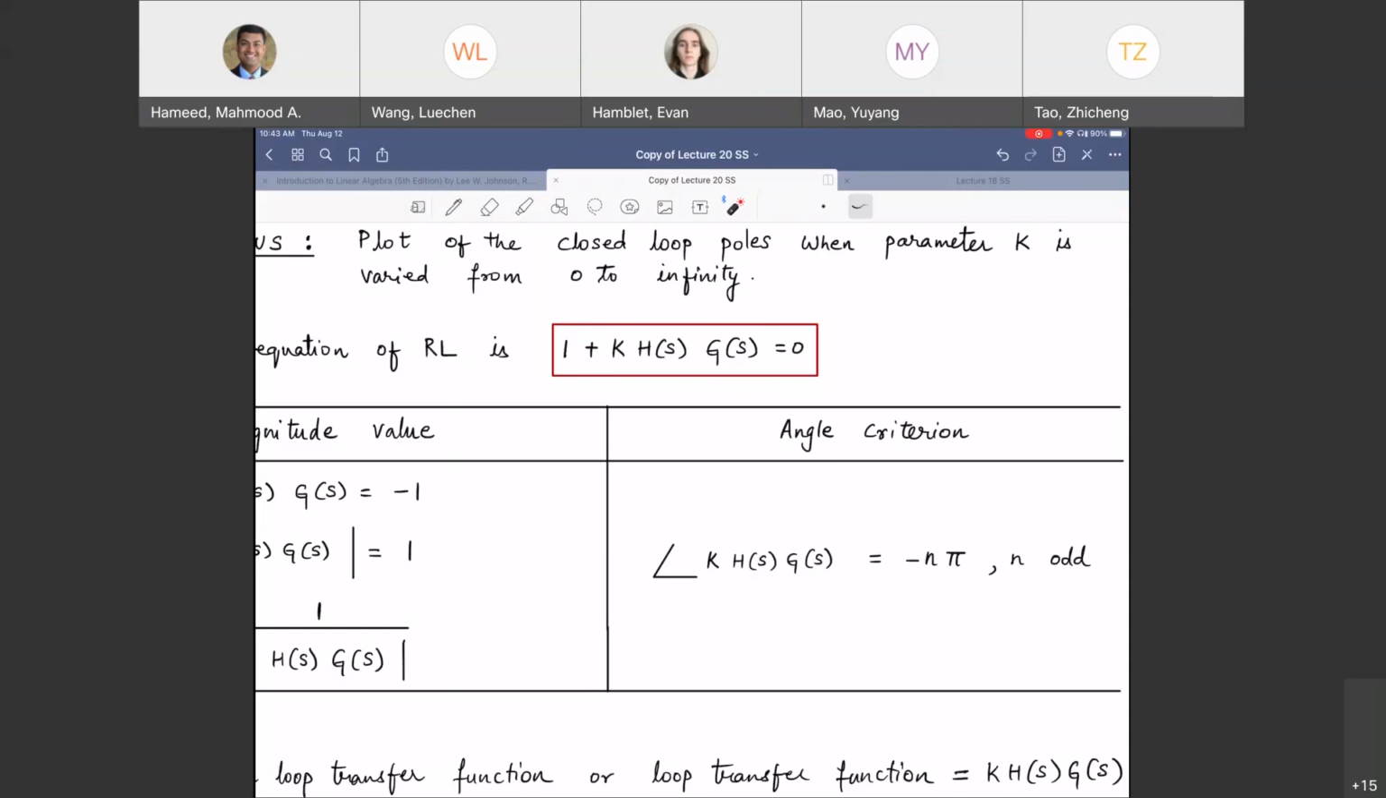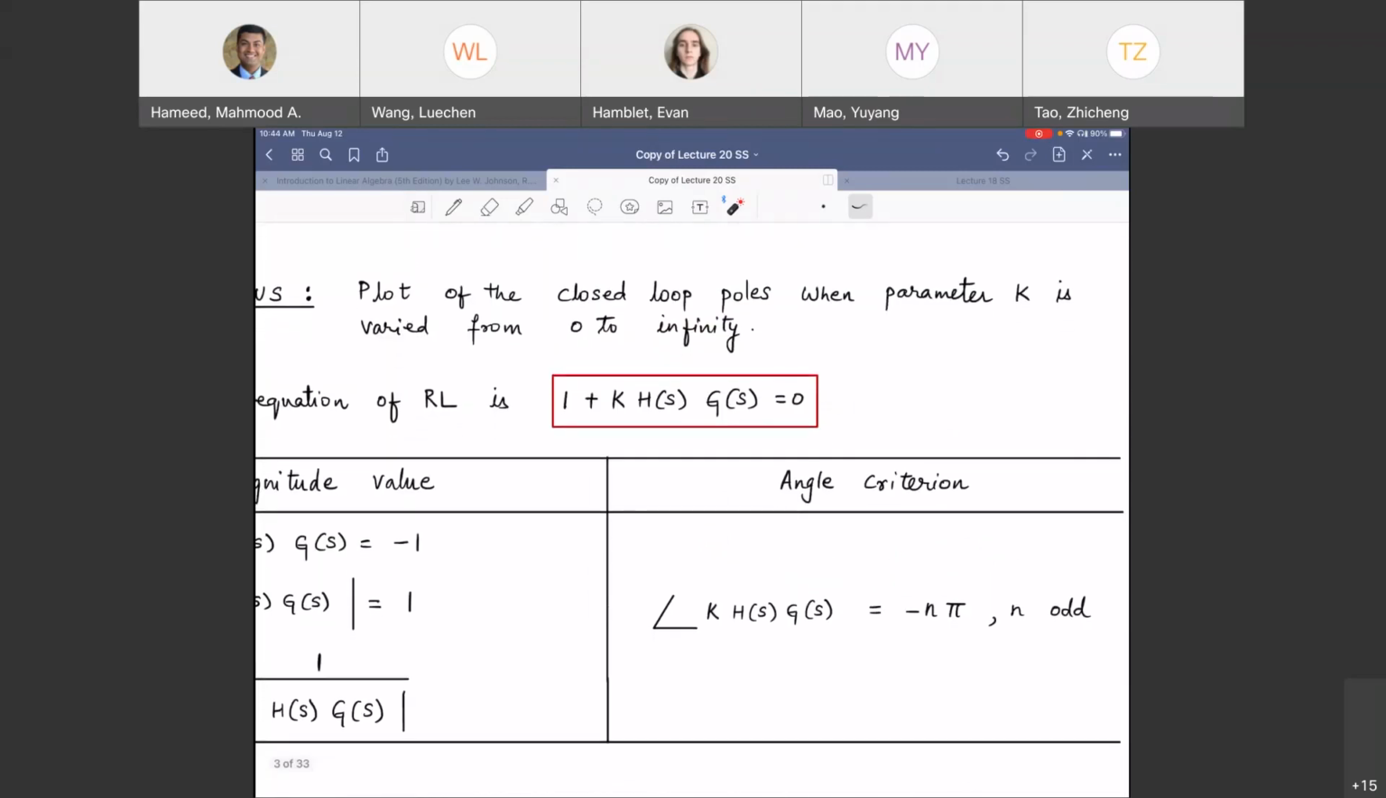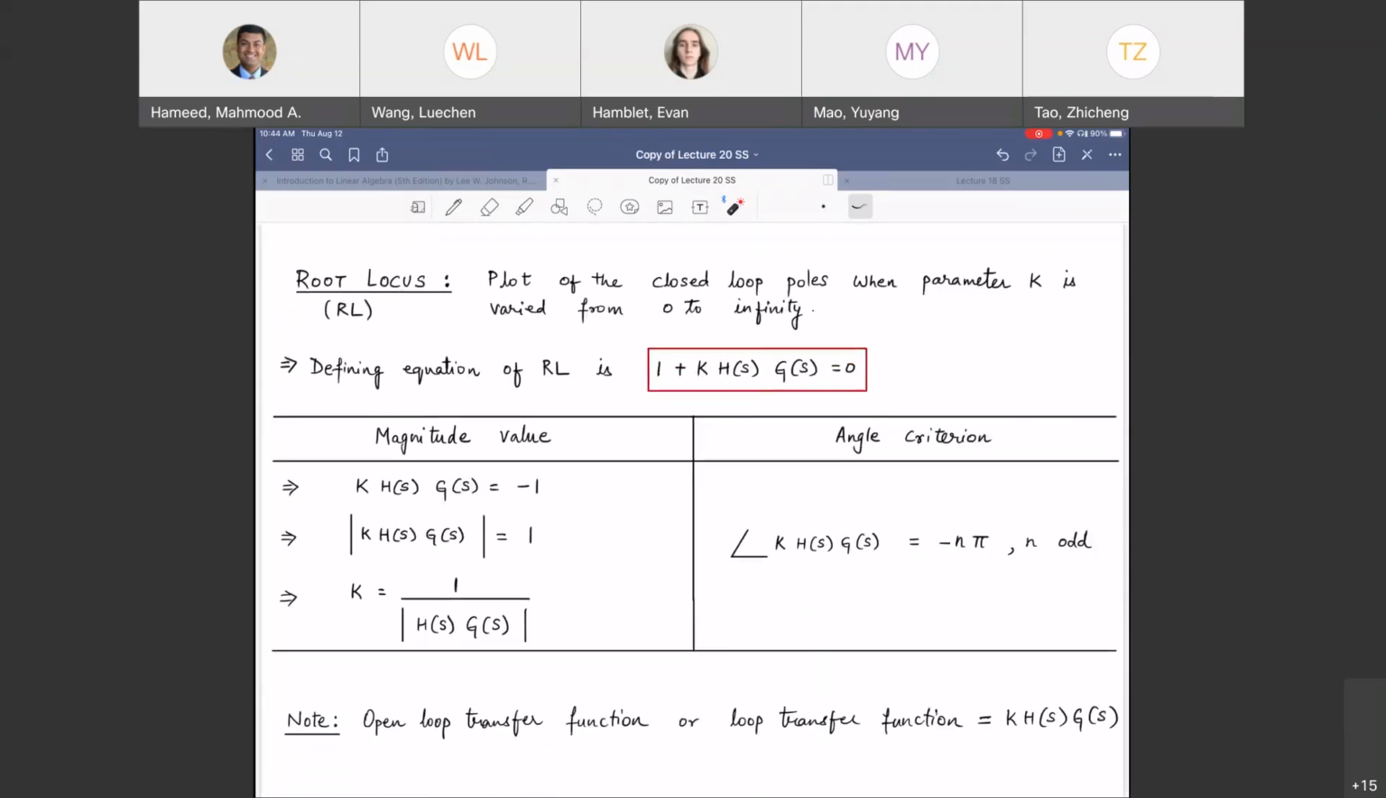You're landing at -1. So the angle criteria says for a value of K multiplied by H of s, which is your system dynamics, the forward path, and G of s, which is your feedback path, when you multiply, find the phase of that. If that phase is a negative odd multiple or odd multiple of pi, then it satisfies this root locus. That means that it is going to be on that particular path of how the poles move. And then what is the value of K over there? Well, you use the magnitude criteria to find that.